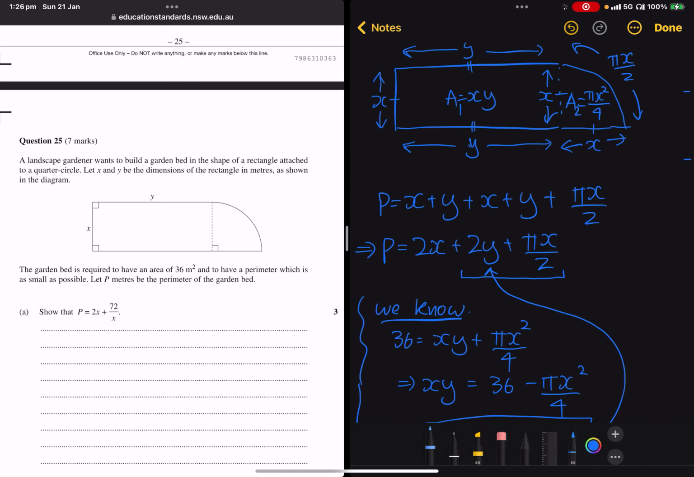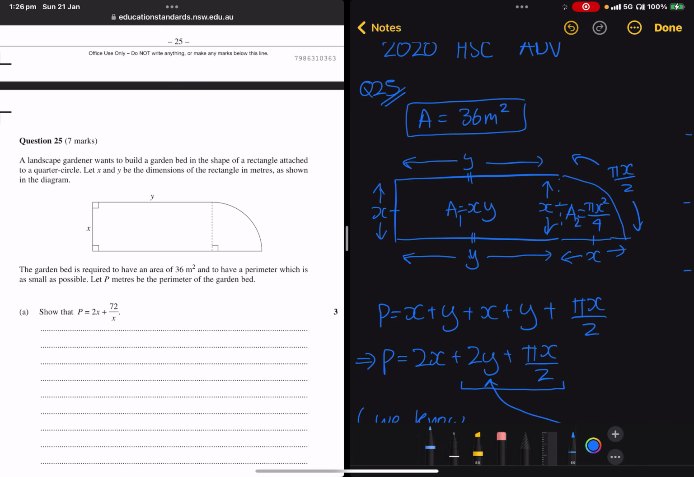Now, in terms of the marking, it is going to be a little bit varied in this type of question. You are going to get 1 mark for setting up the shape and the individual areas and the perimeters and attempting to find some kind of perimeter.